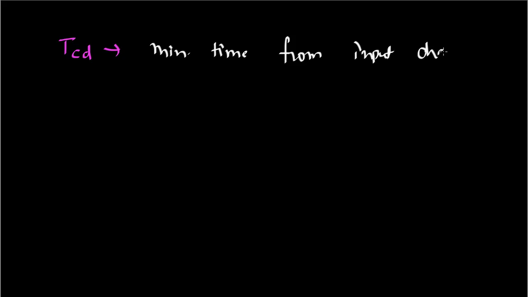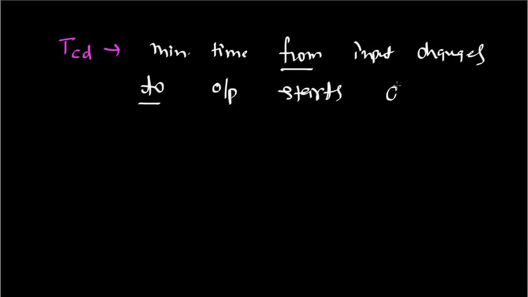So in the previous video I defined what is contamination delay and the propagation delay. Let's review that in much more detail. So we said that contamination delay is the minimum time from input changes to output starts changing. Okay, so we said the moment from which the input changes to the output starts changing.